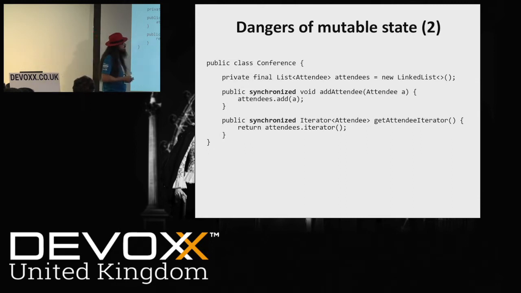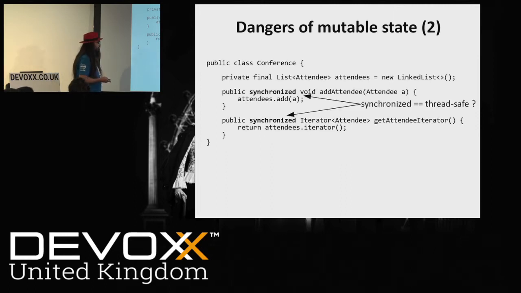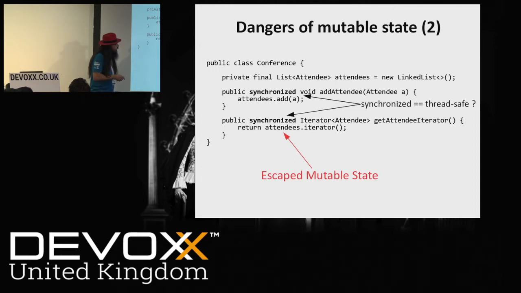Let me show you a second example. Here I have two methods. One is mutating this list, and one is creating an iterator out of it, and they are both synchronized. Is this code thread safe? Of course it isn't, because when I call this method, the mutable state is escaping. So if I'm iterating this iterator while another thread, while somebody else, is adding stuff to the list, I will get a concurrent modification exception. Okay? So for this reason, working with mutable state, reasoning over mutable state, is pretty hard.